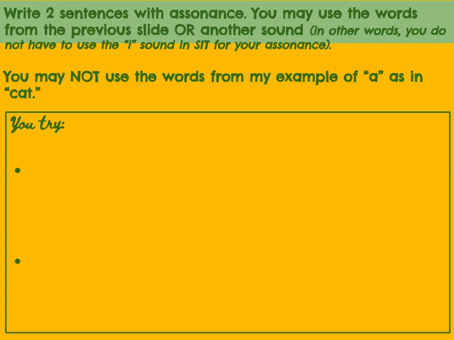So now that you have a bunch of your words filled out that sound like the same I sound in sit, now that you have that, you are going to try to make a sentence with some of them that show assonance. Now remember, in order to have assonance, it has to have at least 3 usages of that I sound somewhere in the sentence. So your job is to try one here and one here, and then you will pause this video right now to do that, and when you're done, you'll come back.